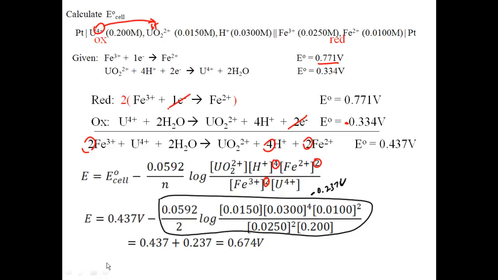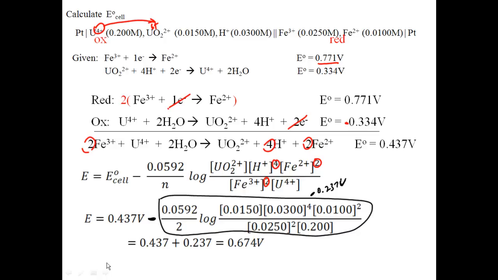Plug that into my equation. Well, I got a negative and a negative. That turns into a positive, which means I get 0.437 plus 0.237. Added up, I get 0.674 volts, which is a positive voltage, and it's still a voltaic cell, a spontaneous reaction.